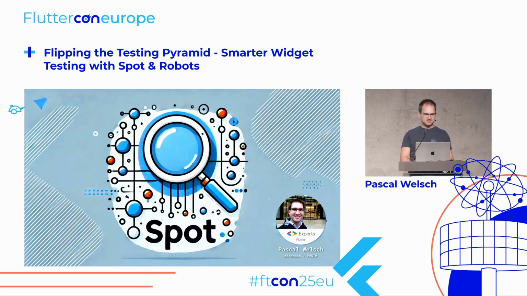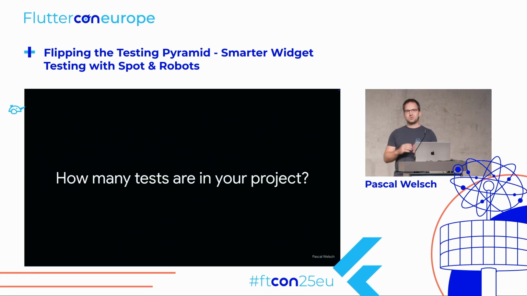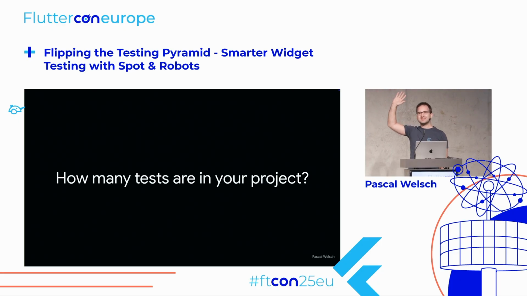Let's get started. First, I want to know who is actually the audience. So how many tests are in your project? Please raise your hand if you have at least one test in your project. Yes, all the hands should go up because there's one default test. Keep your hands up if you have 10 tests or more. Great, 100, 1,000. Great, it looks good. Okay, so my goal today is to show you how to write better tests because you are all already covered.